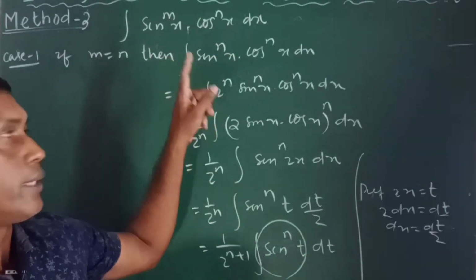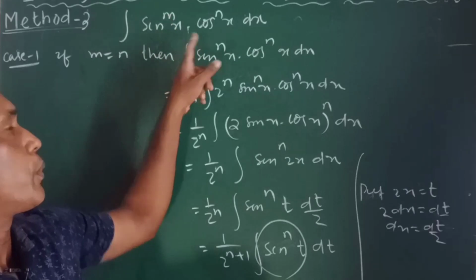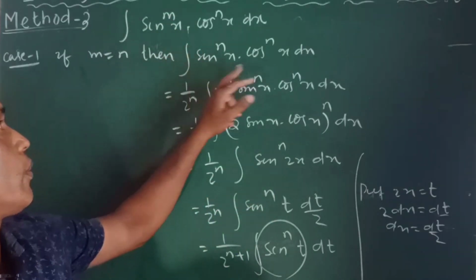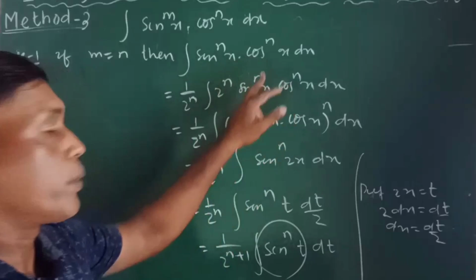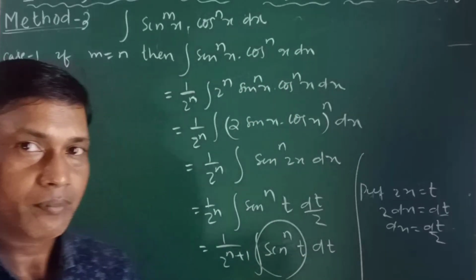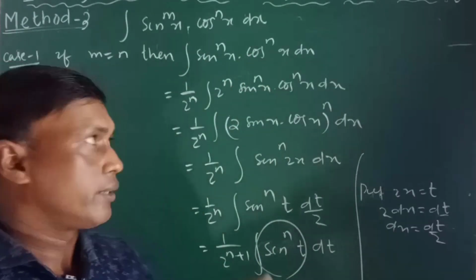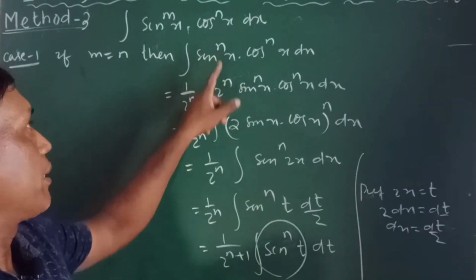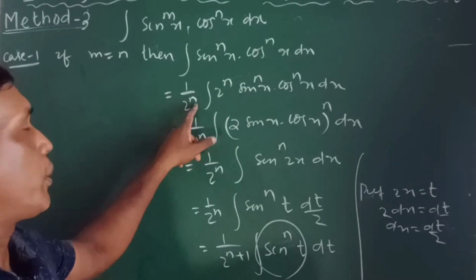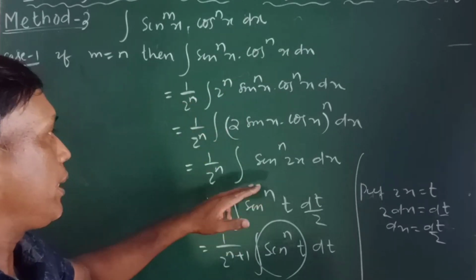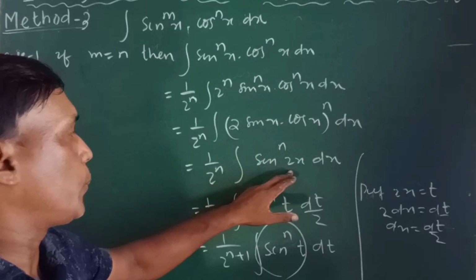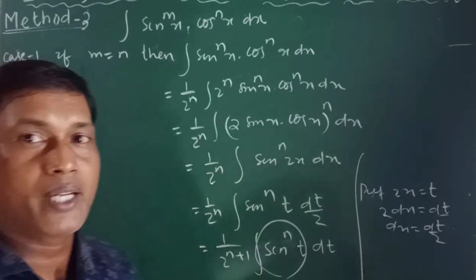If m is equal to n, then you can integrate sin to the power mx into cos to the power nx. If the powers of sin and cos are both equal, simple trick: if you get the power of sine and cos are equal, then if the power is n, multiply 2 to the power n and divide 2 to the power n, then it will be in form of sine to the power n into 2x. This will be in form of sine 2x.